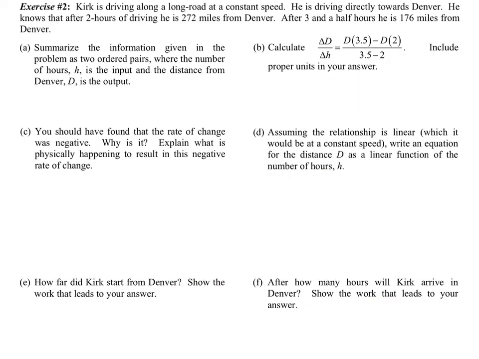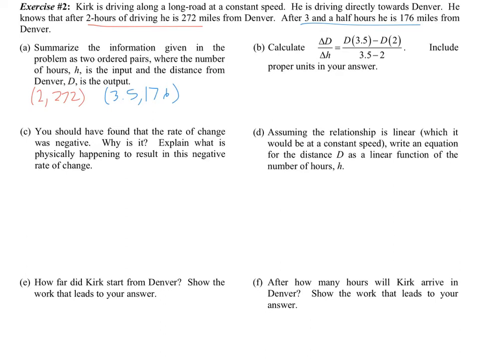All right, let's say that Kirk is driving along a long road at a constant speed. He's driving directly towards Denver. He knows that after 2 hours of driving, he is 272 miles from Denver. After 3.5 hours, he is 176 miles from Denver. So we have information for 2 ordered pairs. So our first ordered pair is, remember, time is always the x, so 2 and 272. And our second one is 3.5 and 176.